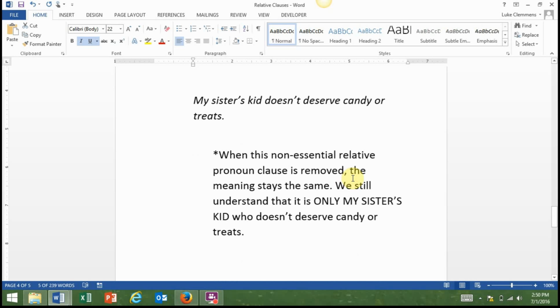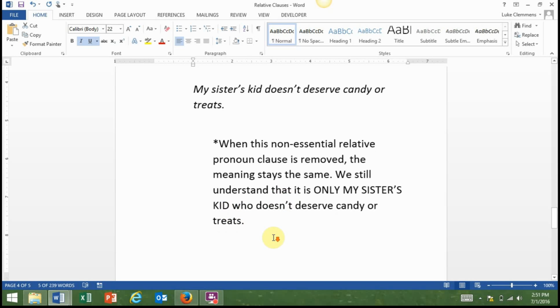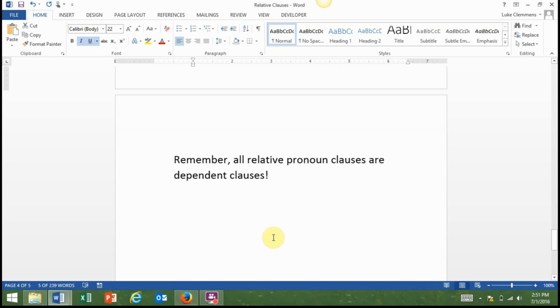Okay? So when this non-essential relative pronoun clause is removed, the meaning stays the same. We will understand that it is only my sister's kid who doesn't deserve candy or treats. Okay? And last thing, remember, all relative pronoun clauses are dependent or subordinate clauses.